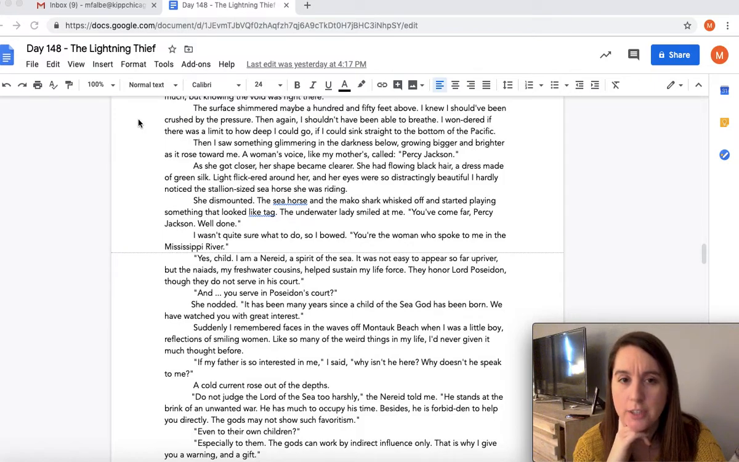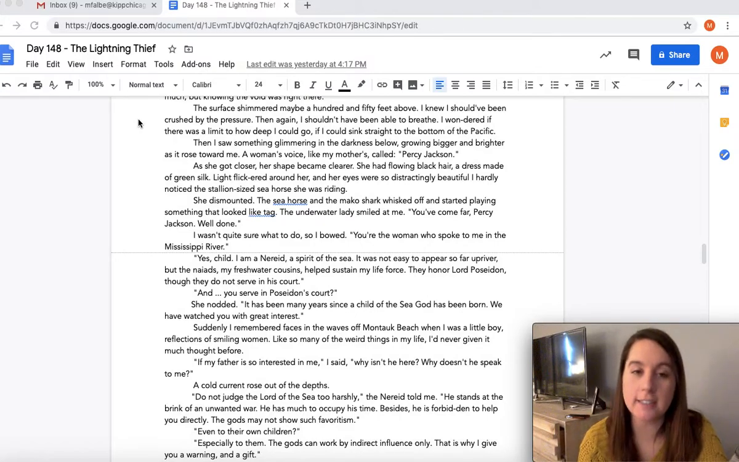Why is he able to breathe underwater right now? Why is he able to do this? And why is the shark helping him? Yeah, because his dad is Poseidon, the god of the seas. So everything in the sea is going to be good for him. So let's keep reading.